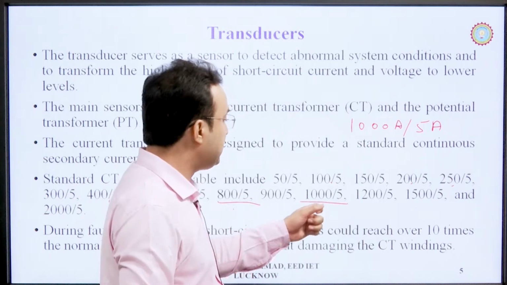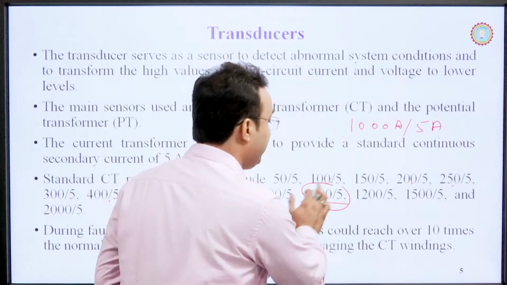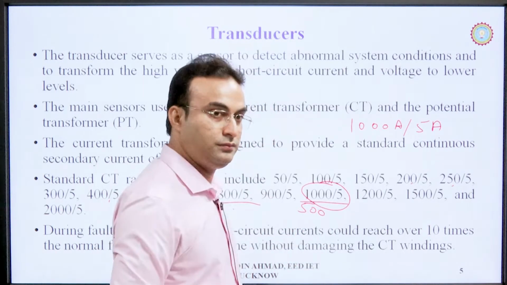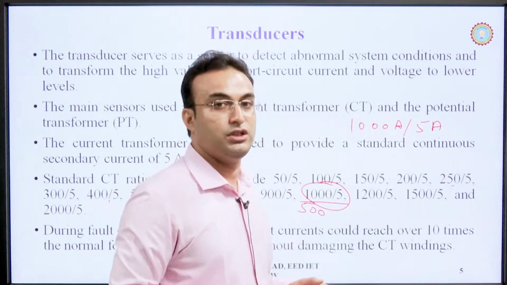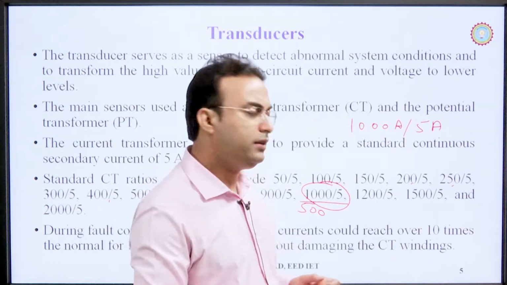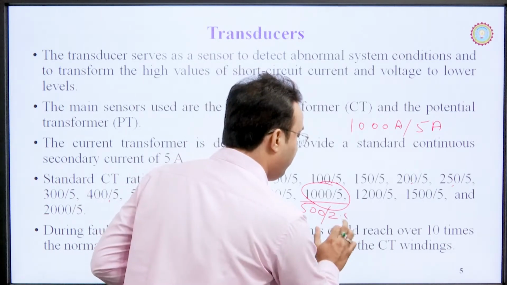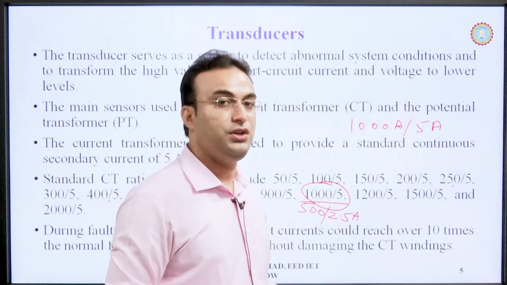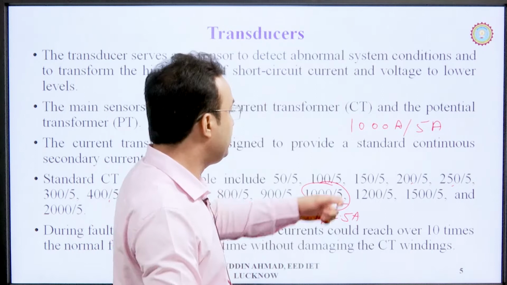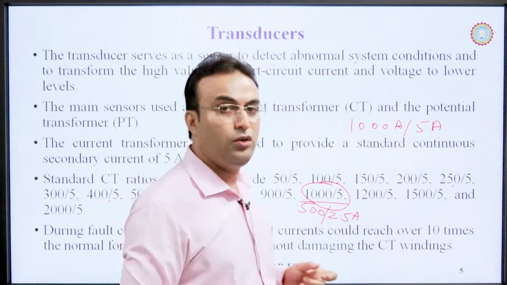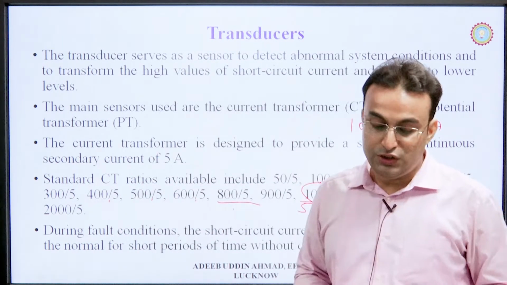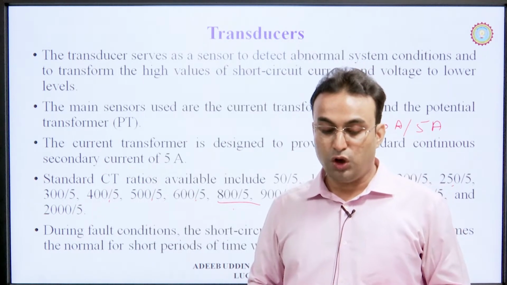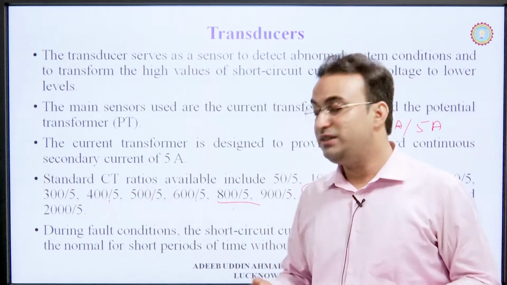For example, if we take this type of CT and the primary current is 500, half of 1000, what will be the secondary current? Obviously 2.5 ampere, because the transformation ratio is the same. So this is all about the current transformer. During a faulty condition, the short circuit current could reach 10 times the normal for a short period of time without damaging the CT winding.